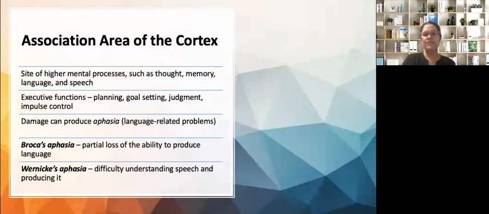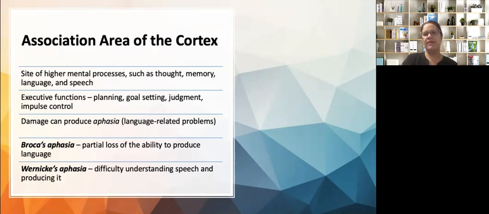And then we have the association area of the cortex. So this controls higher mental processes that humans engage in, such as language, thinking, memory, and speech, and so on. So those sort of higher mental processes. It's also responsible for executive functions like planning things, goal setting, making judgments, your impulse control or lack thereof. These functions are all associated with the association area of the cortex.